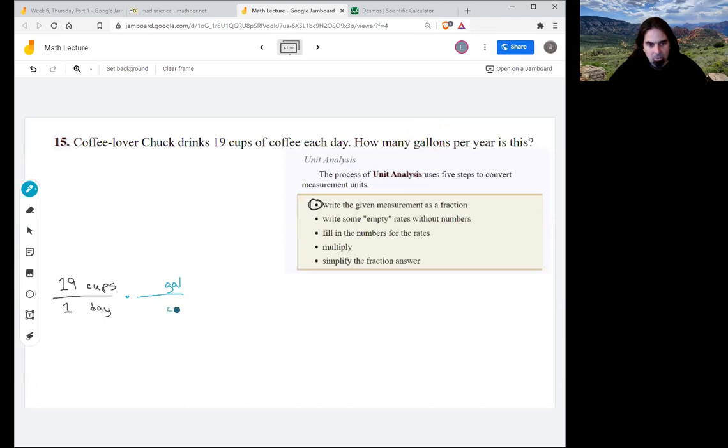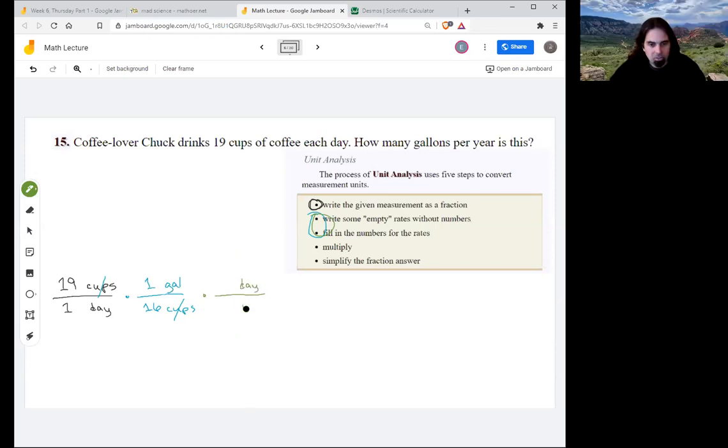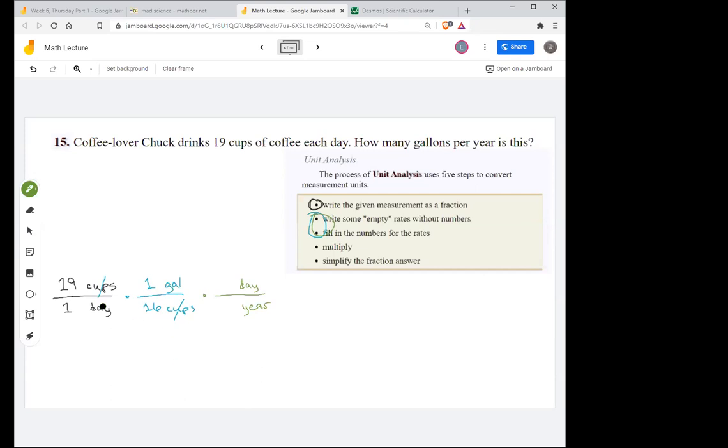So gallons, cups. If I don't know it, look it up. There's 16 cups in a gallon. Cups are going to cross out. So I'm halfway there. I don't have gallons per year. I have gallons per day. So I'll keep going. Day over year. And how did she know to put day on top? Cancels out the other one.